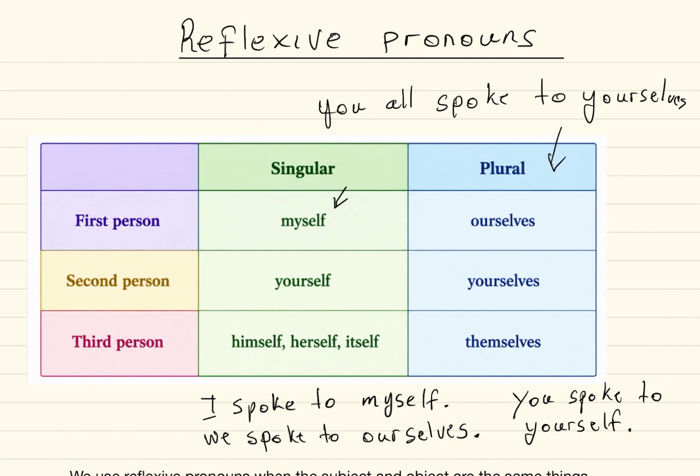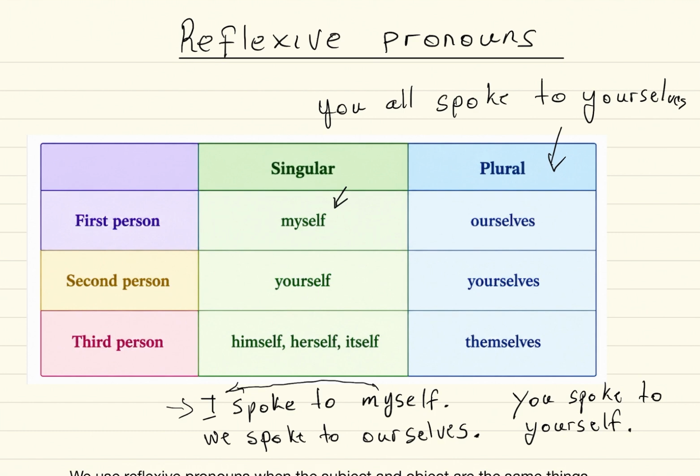So what you notice here is that when we're using a reflexive pronoun, the subject and the object are essentially the same thing. So for instance, here the subject pronoun is I, and then myself is reflecting back to I. So you're talking about yourself. So when the subject and the object are the same thing, we're usually using a reflexive pronoun.